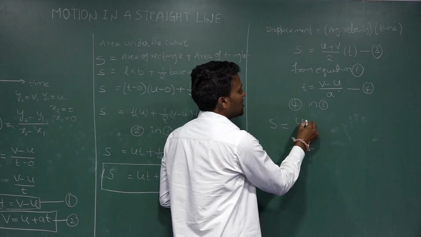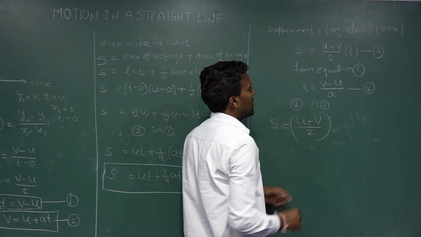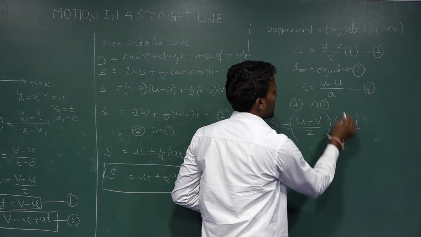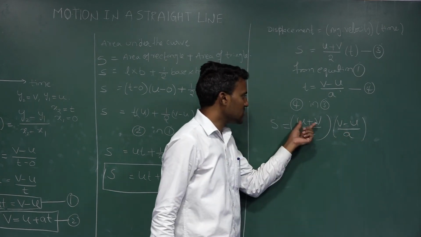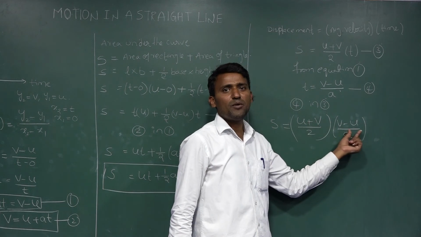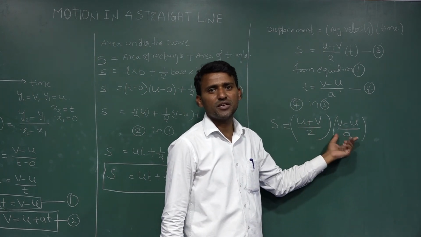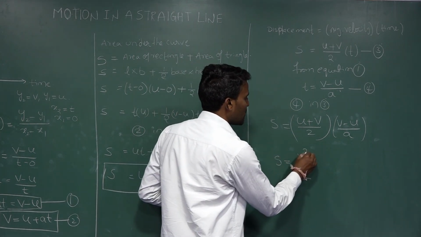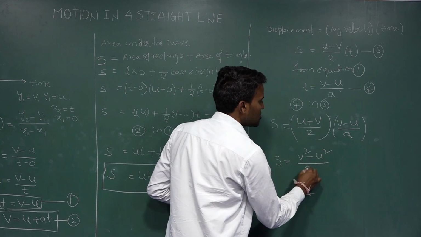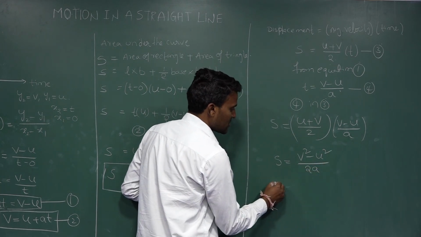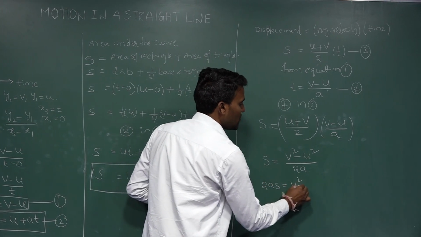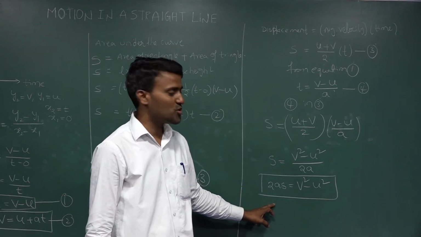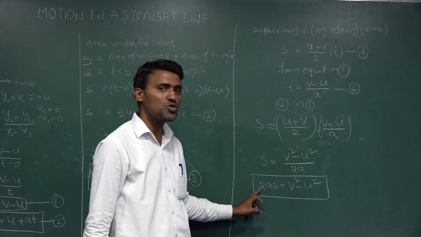S is equal to u plus v divided by 2, and time is v minus u divided by a. See here, a plus b into a minus b. What is the resultant? a square minus b square. So we can write v square minus u square divided by 2a. If you bring 2a to this side, 2as is equal to v square minus u square. This is the third equation of motion. v square minus u square is equal to 2as.